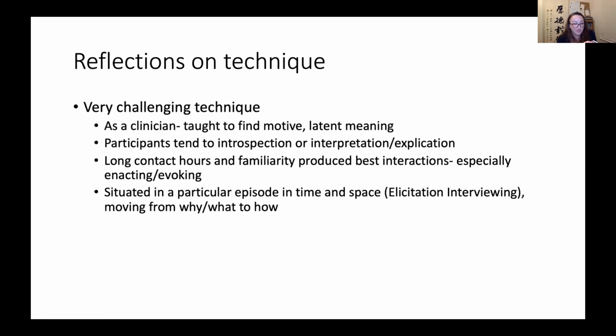Interestingly, a tip for anyone who thinks they might like to use these methods: the people that I had the longest contact hours with were far, far easier to use this method. Definitely the best interactions, and I think I developed an expertise in the interviewing style. It was much, much easier. And by that, I mean at around the 15-hour mark, we started to really fly. Getting them to that particular episode, the elicitation, was key. The best insights definitely came from, weirdly, some of the almost offhand things that people said, but being able to bring them back to a particular moment in their practice.